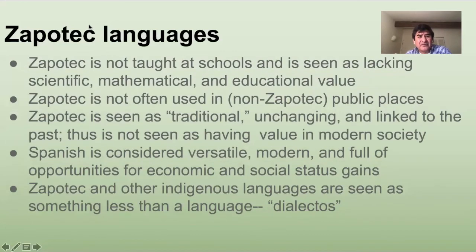As I said, these are some of the issues that Zapotec and other indigenous languages confront. The fact that they're not taught in school, and they lack scientific, mathematical, educational value. And thus they're not spoken in public places such as school or other, unless the community speaks that language there. But in non-Zapotec spheres, Zapotec is not used. And also this idea that Zapotec is seen as traditional and unchanging and linked to the past, and having little value or no value in a modern society. That Spanish, as I mentioned earlier, is modern, it's full of opportunities for economic and social status gains.